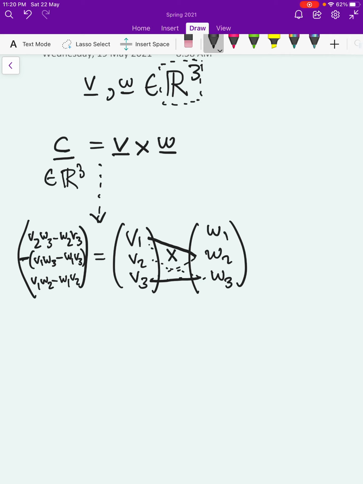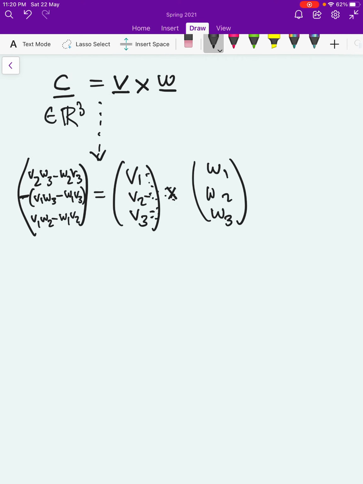Then we're going to go v1 w3, and then v3 w1, and then we have another horizontal line, so we can indicate that as another subtraction sign. And then finally v1 w2, v2 w1. I don't think there's an easier way to memorize the formula, but for now this will have to do. Okay, I wasted a lot of time on that.